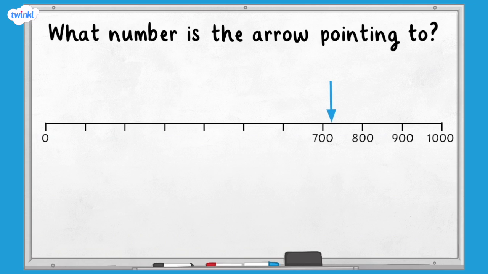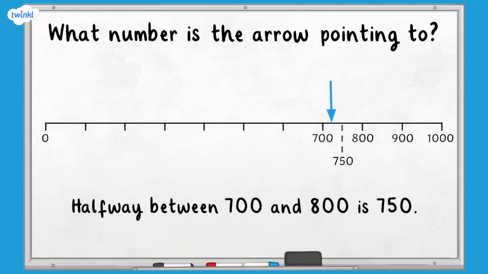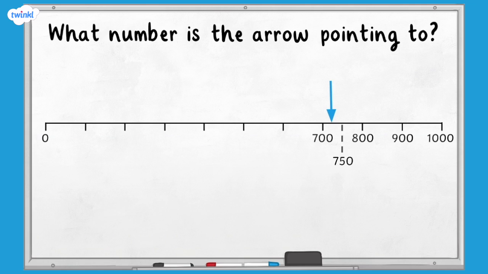Let's mark the halfway point between 700 and 800. Halfway between 700 and 800 is 750. The arrow is closer to 700 than 800, so the number is between 700 and 750. The arrow is approximately halfway between 700 and 750.